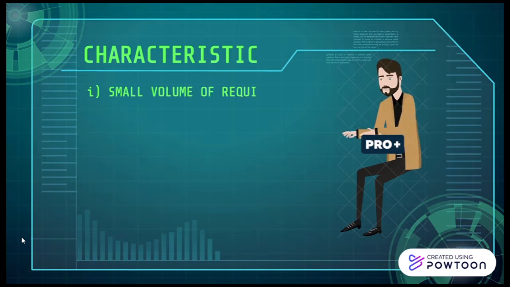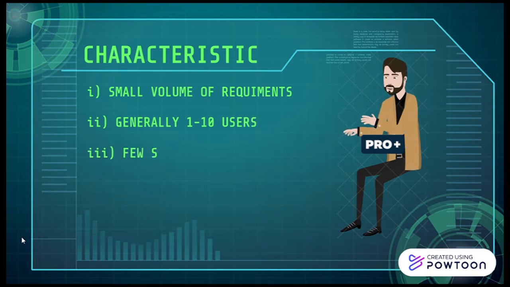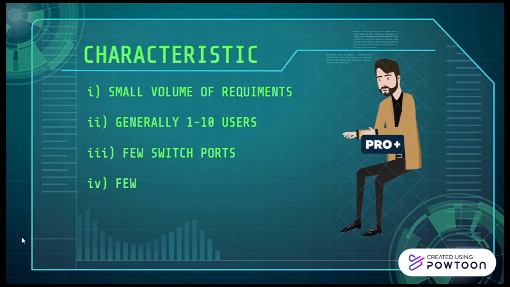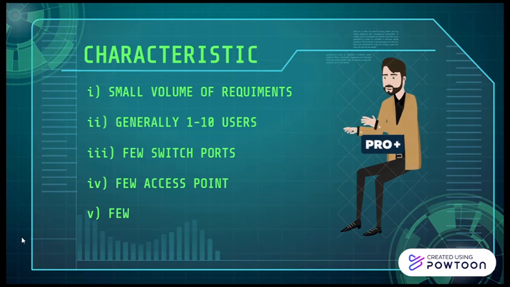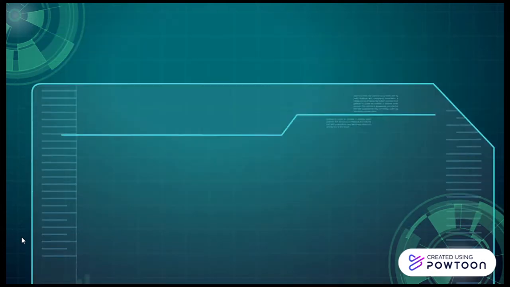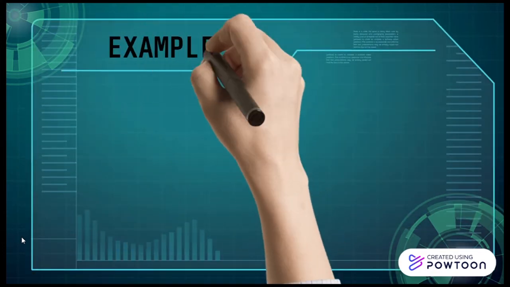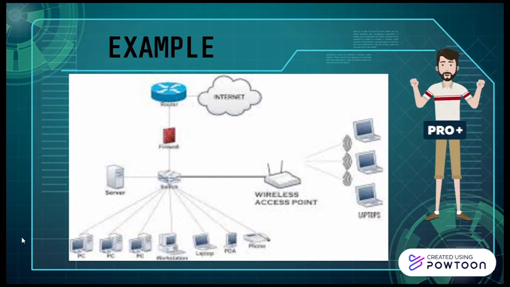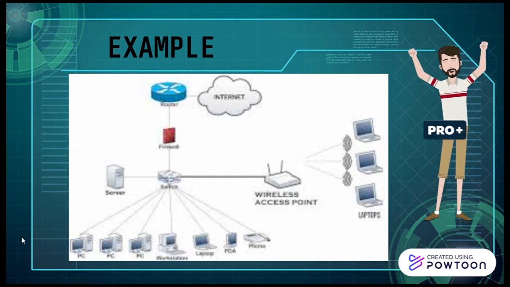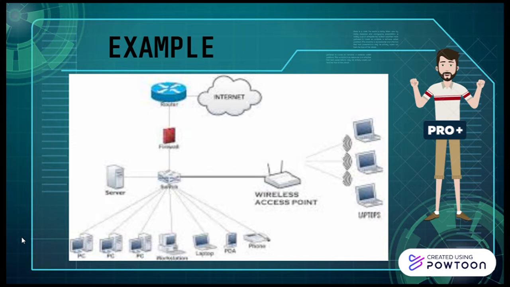The first characteristic is a small volume of requirements. The second is generally 1 to 10 users only. And the third one is few switch ports, few access points, and only a few routers. Next is the example. The figure below shows an example of the characteristics of a small office network. The characteristics that we listed before are shown in the figure.